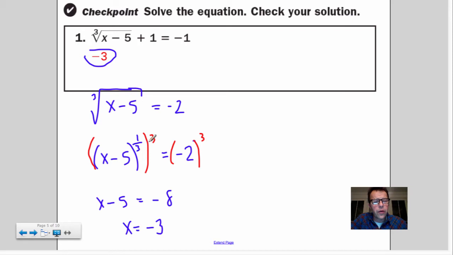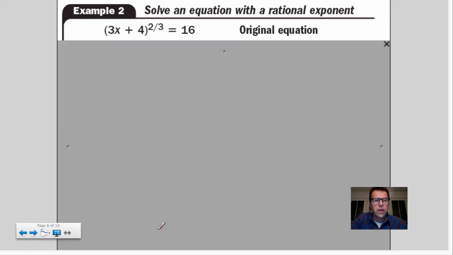To eliminate 1/3, I need to multiply by 3. I need to raise both sides to the power 3. And then these guys cancel to 1, and you're left with x minus 5, and -2 raised to the power 3 is -8. Last step, add 5, and I've got the final answer. Well done.